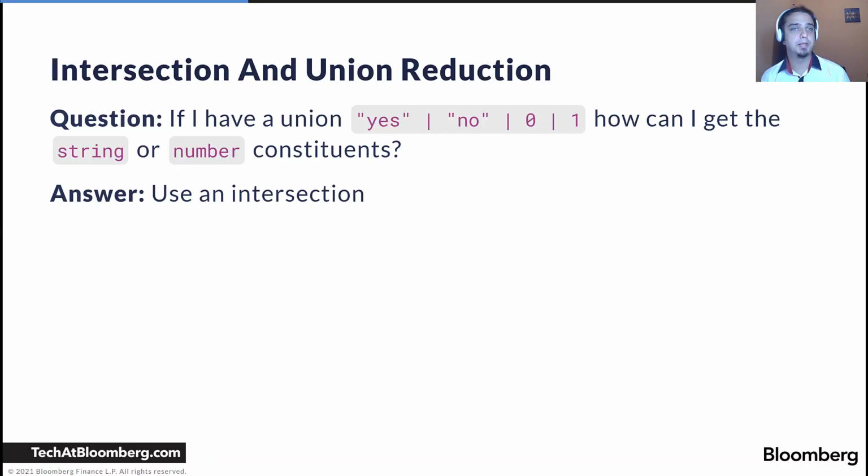Let's move on to another topic. Let's see how we could do the following. Let's say we have a union, and it has some string literal members and some number literal members. How can we get only the string or only the number constituents? And we're going to look at another option to do this a bit later using conditional types. But right now, let's just use what we already know. We've heard about unions and we've heard about intersections. And let's see how we could use an intersection to actually do this, to just get the string constituents or the number constituents.